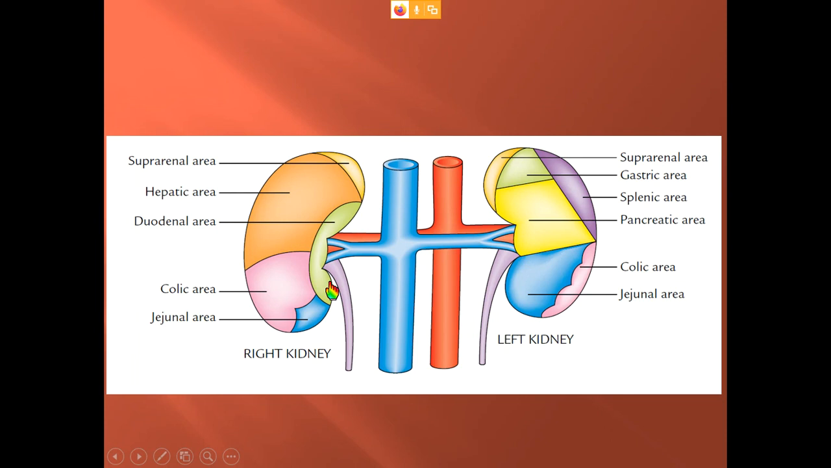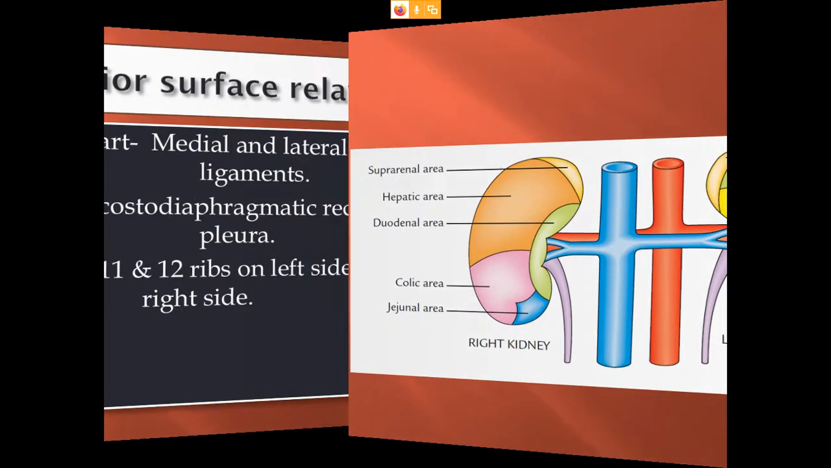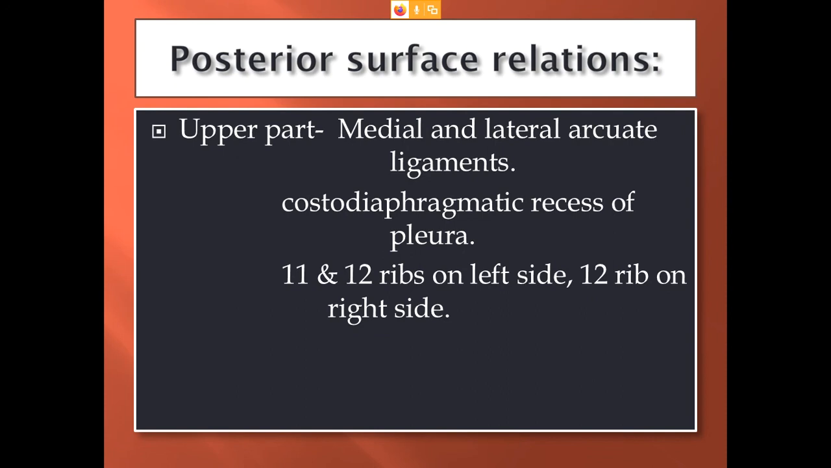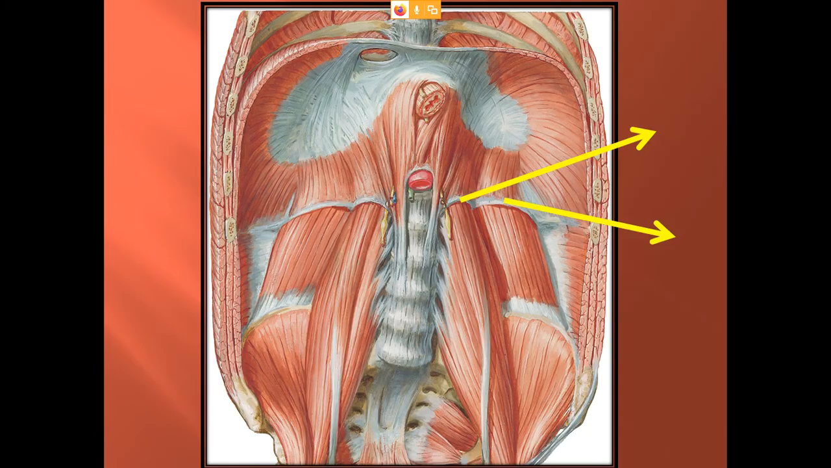So try to copy this diagram, and when you are writing in the examination, keep the heading as relations and draw this diagram. That is more than enough. If you remember, you can elaborate and write. Otherwise, just draw this diagram and label it. That is more than enough. Then for the posterior surface relations, I already told you the three muscles you write.